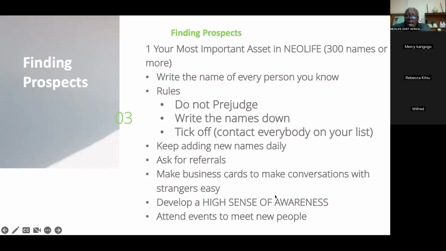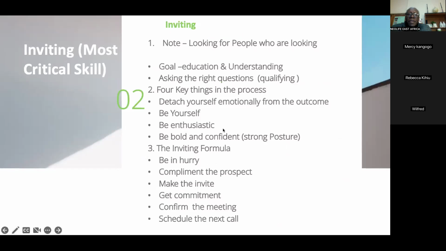And then develop a high sense of awareness. That simply means be aware of the people around you. Start conversations with people and talk about general things. And before you leave, get people's contact. Attend events to meet new people. That's a very important thing, because if you want to meet new people every day, attend events. If it's a church event, sports events, Toastmasters, all those are places for you to meet new people.